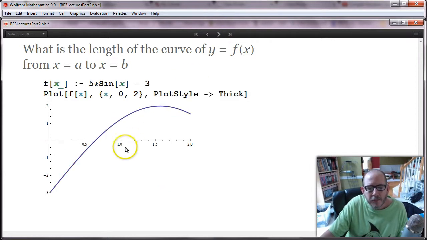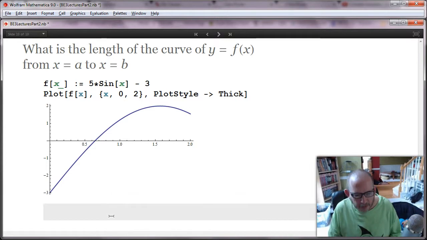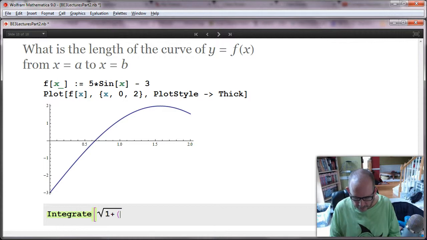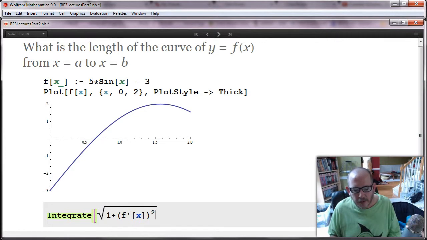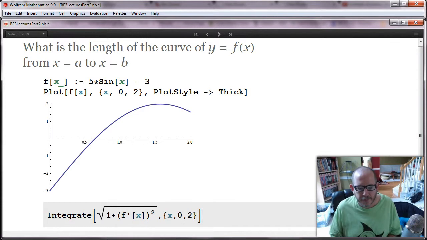So let's go back and compute this. So we had this. Let's see here. All right. So what do we have here? We're going to integrate the square root of 1 plus f prime of x squared, and we're going to go x from 0 to 2. All right, there we go.